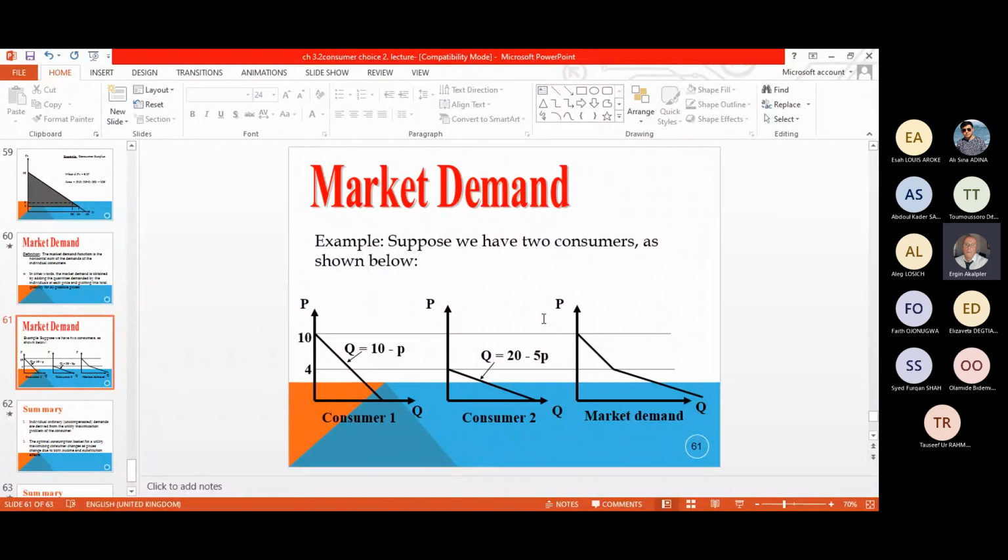Suppose we have two consumers as shown below. Consumer 1 is Q equals 10 minus P and consumer 2 is Q equals 20 minus 5P, and the market demand then will be the combination of these two. As you are understanding, first the left side of the curve is taken and the right side in the middle curve, and these two will be combined, and then you're going to create the market demand, which means you are going to combine the curves of the consumers to create the market demand.